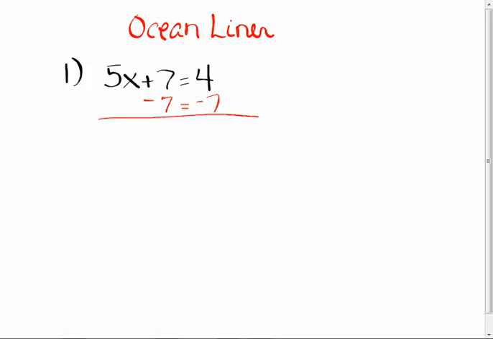Okay, what do we get? Okay, Jeff, this is harder now. Because I get 5x, that's still the same. What happens to the 7 and the negative 7? What happens to them? They go away, they cancel out. Now, here's where we have some troubles. What's 4 take away 7? Negative 3.